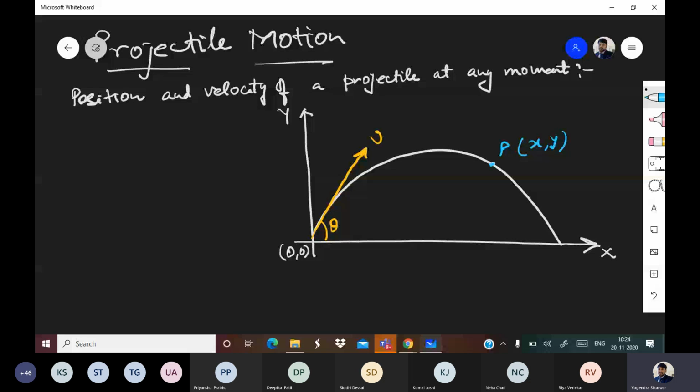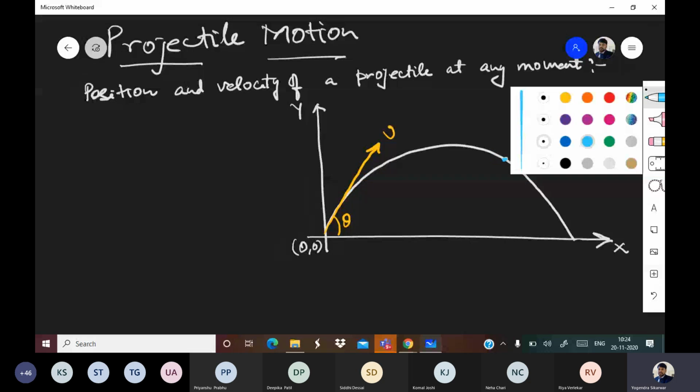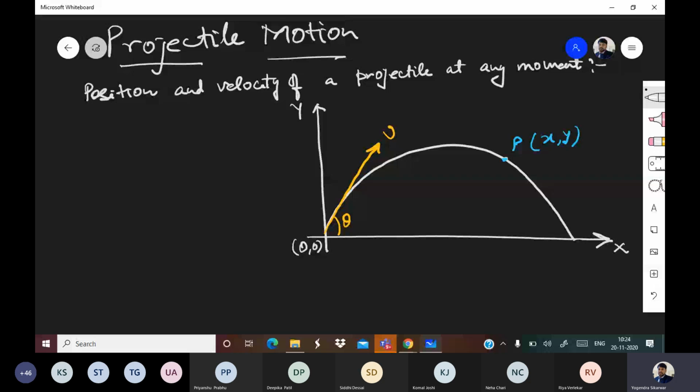Other than that, what will be the velocity along x-axis? That also we are going to find. What will be velocity along y-axis? That also we are going to find. Okay. So let us study further.